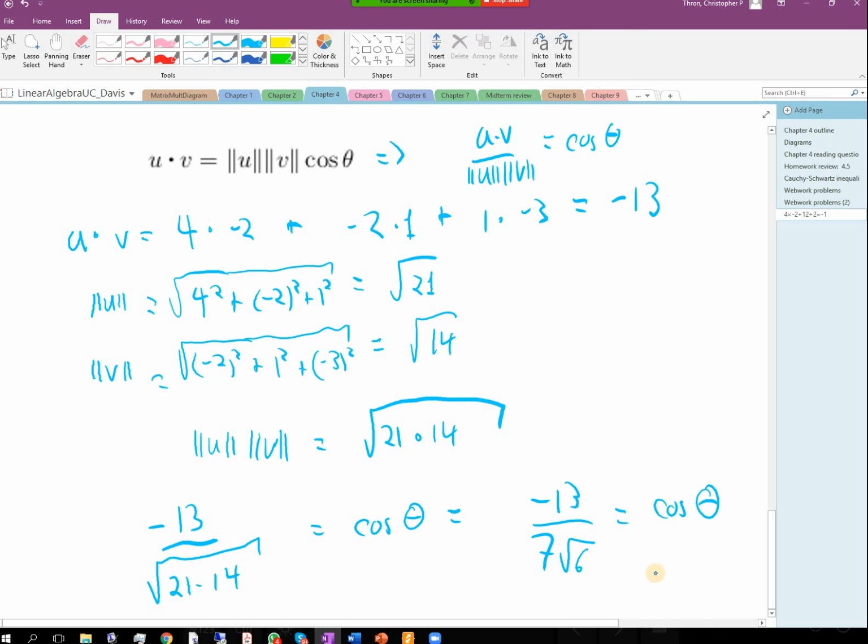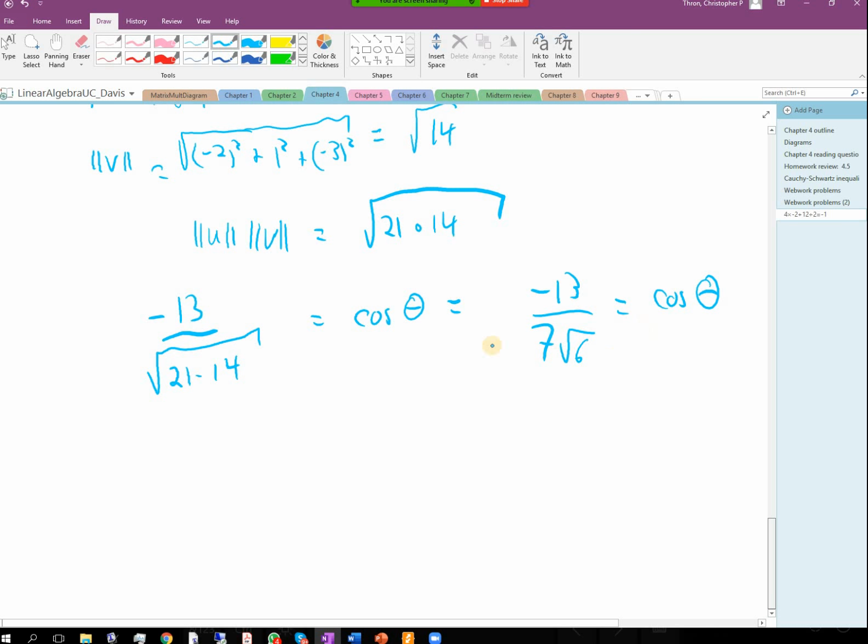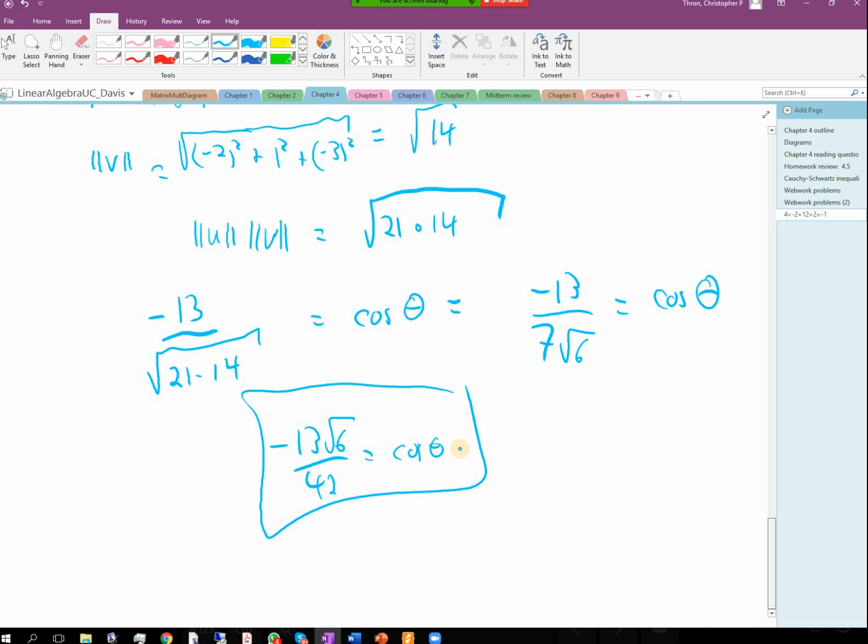And of course, you can put the 6 on top, and you can take what they call rationalizing, right? You can multiply top and bottom by square root of 6. Yes. And then this would be 42. And this does look like it's less than 1, which it should be. So I think we're in good shape. Excellent. All right, good.